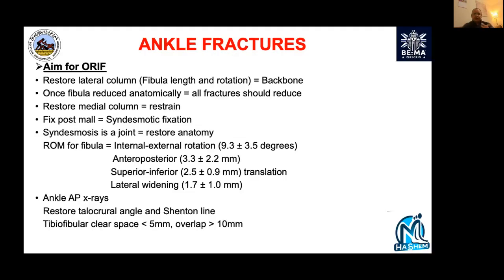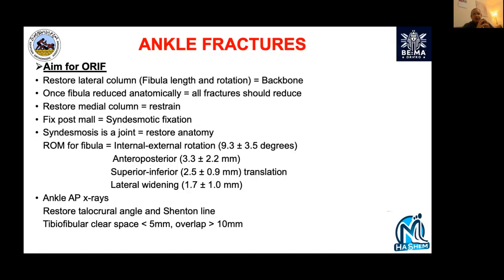Anatomical studies from Malloy as well, from Liverpool, have shown that the fibula has a range of motion inside the tibial incisura. So there is some movement inside the syndesmosis in all directions. Internally, externally, it moves about 10 degrees. Antero-posterior, it moves about 3 to 4 mm. Superior inferior, it moves about 3 mm. And lateral widening out and in about 2 mm. So again, syndesmosis is not a bone, it is a fibrous joint with minimal movement inside, and anatomically, to have a normal ankle function, you have to regain the syndesmosis anatomy.